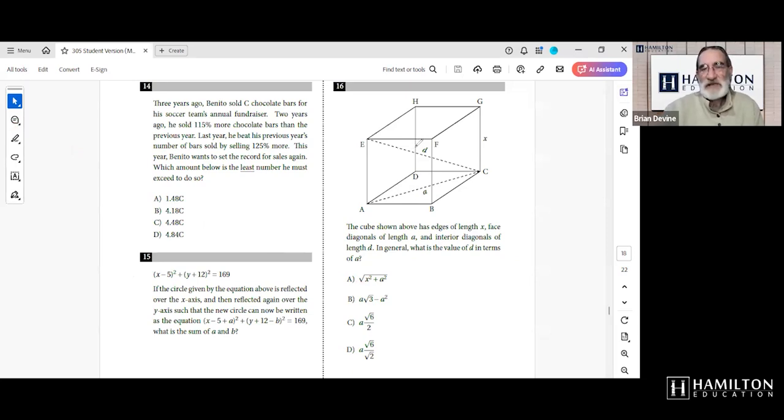Question 16. Let me shrink it down, get it all up in there. Question 16. We're given a cube, and it's got edges of x. So this is x, and this is x, and this is x.